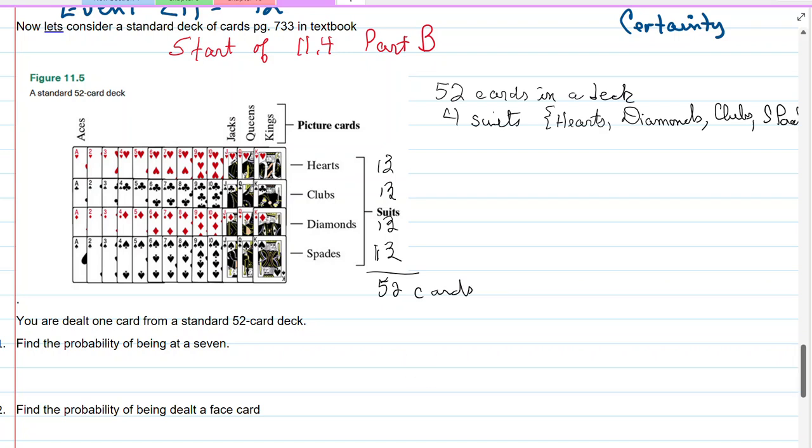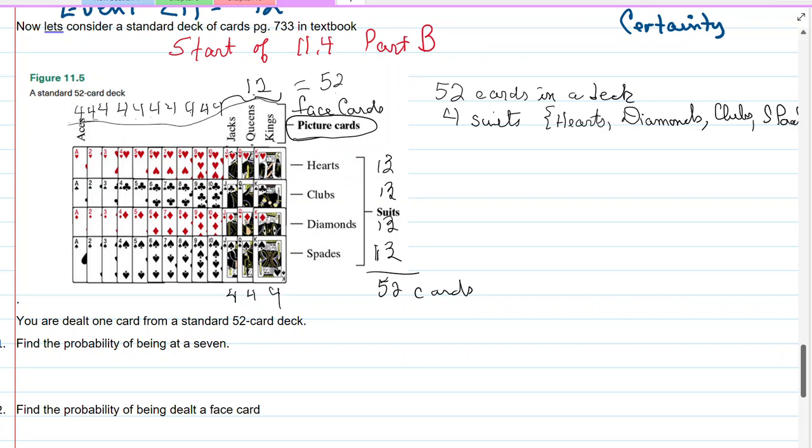Then we have jacks, queens, and kings. These are called picture cards, and they're really called face cards. There are 12 total. Aces are not a face card, and there are 4. Well, there are 4 for each of the cards. So this adds up to 52. Now remember, there are 4 jacks, 4 queens, and 4 kings, which add up to the 12, so that when I added this up, I got the 52.